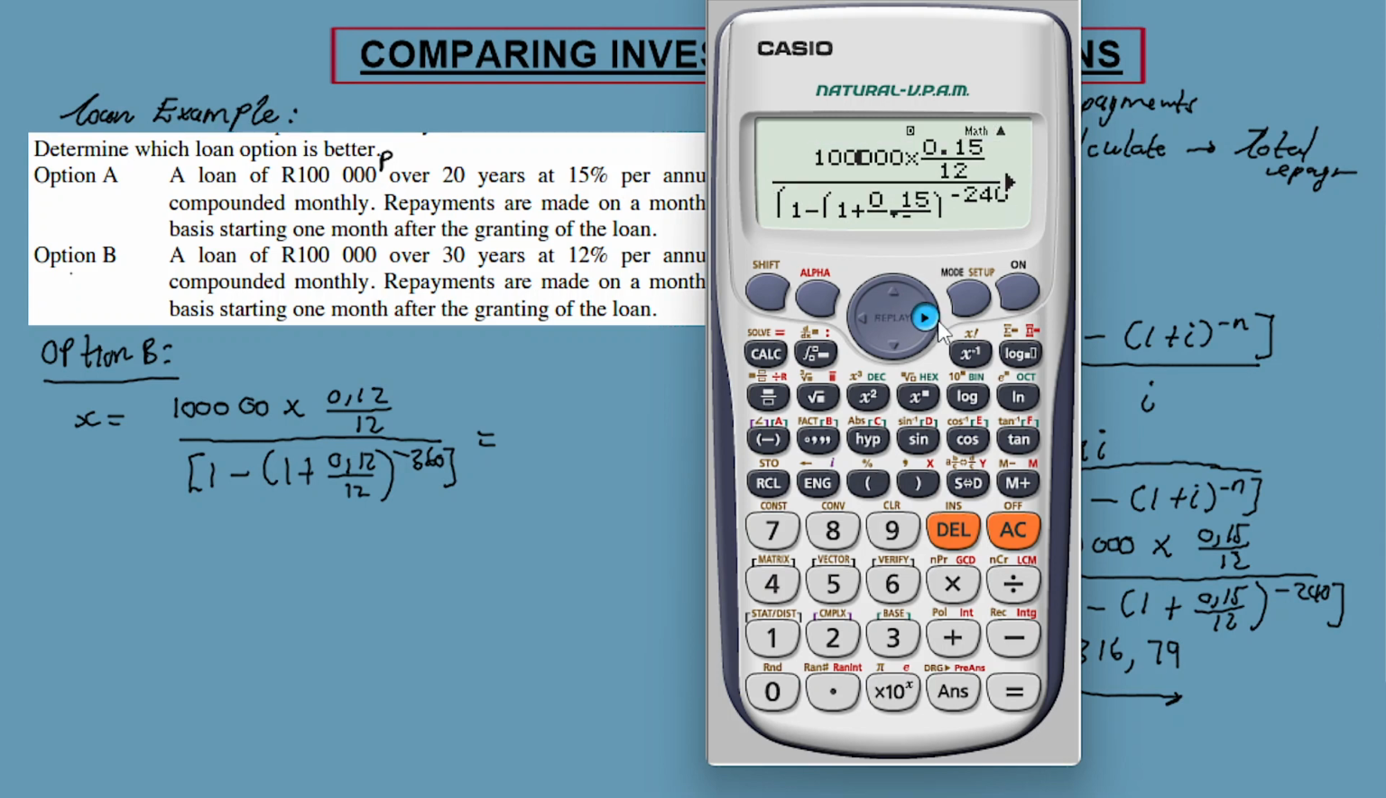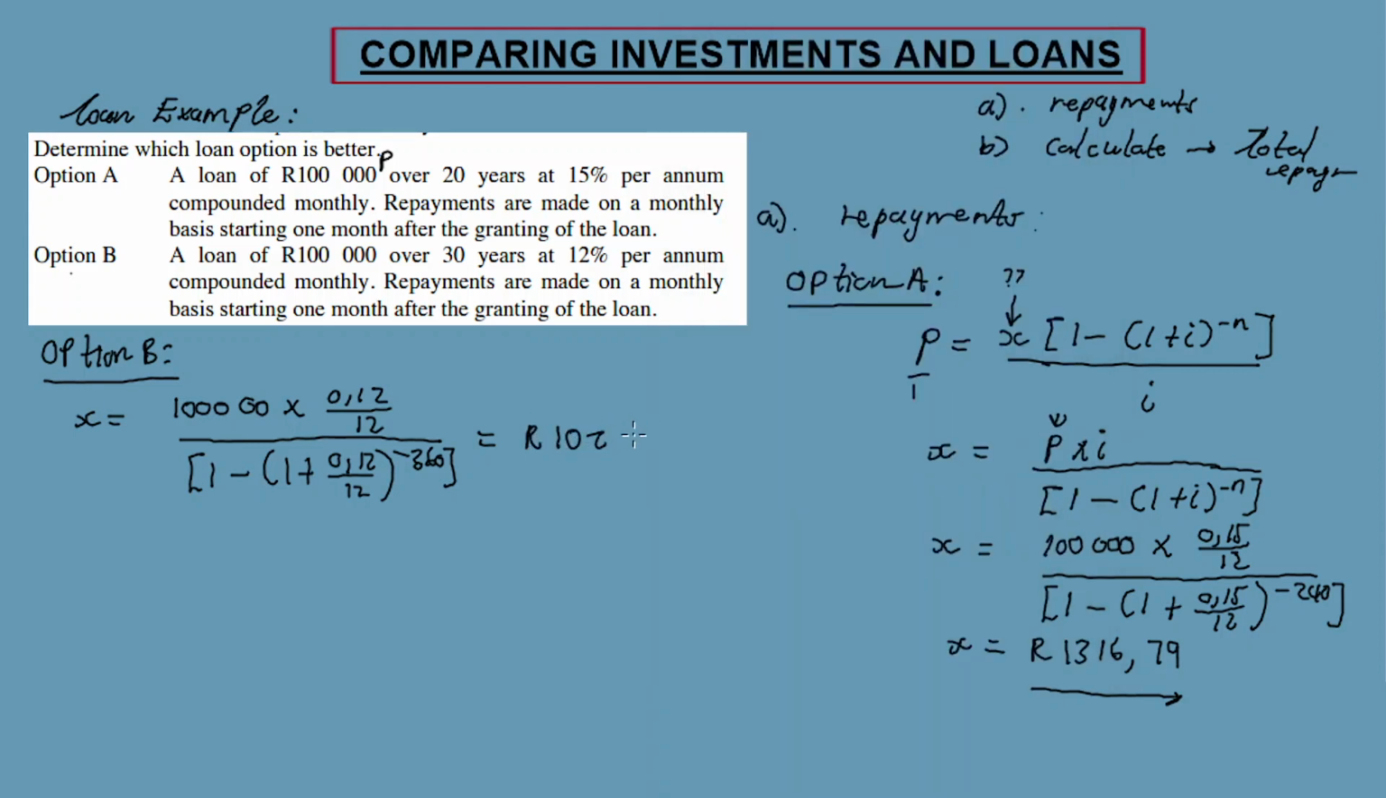On the calculator, it's 100,000, but this time it's 12%, with 360, equal to 1028.61. Okay. So these are the monthly repayments for option B. For option A, it's this one.